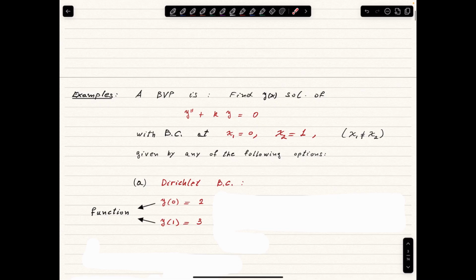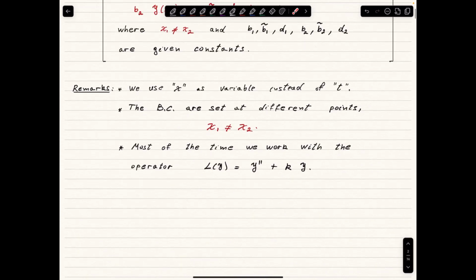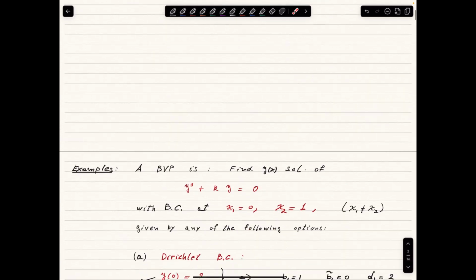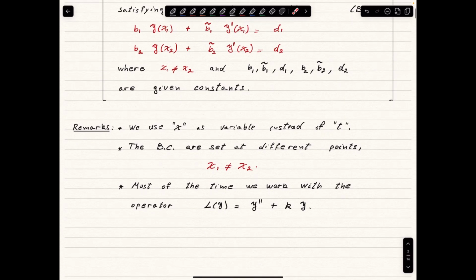This is what we are doing here, and as you can see, this is a particular case of the condition above, when b1 and b2 are 1, the tildes are 0, and the d's that we mentioned up there are 2 and 3. So this is a more general way to write the boundary conditions that, for a particular value of the constants, reduce to this simple boundary condition, because this boundary condition contains only the function and not the derivative, because we killed these terms here.